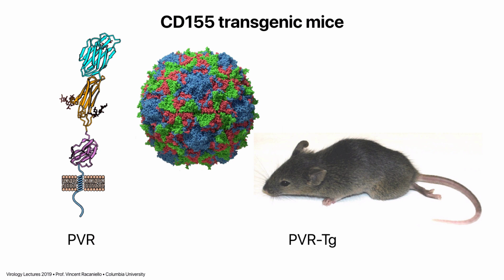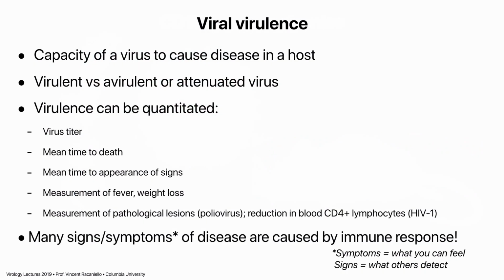So this is an example of how you can make a transgenic, but there are many other ways that you can do it. There are many other genes you can put in mice to facilitate virus replication. One of the objects of studying pathogenesis is to understand virulence, the capacity of a virus to cause disease in a host. We have avirulent viruses, which when you put them in an animal don't cause disease. We call those avirulent or attenuated. And we have viruses that have high virulence, where you put a small amount in and they kill the animal very quickly, and you have everything in between.